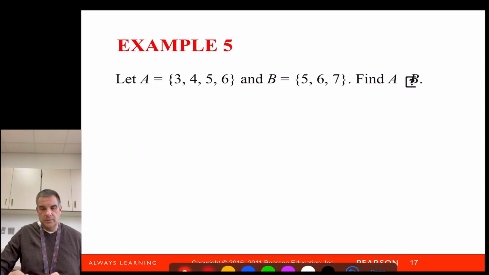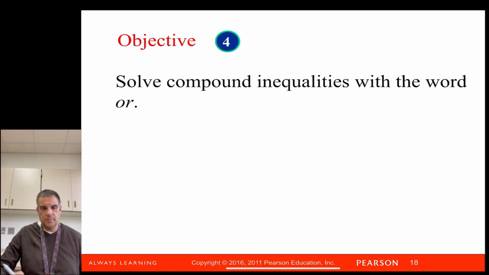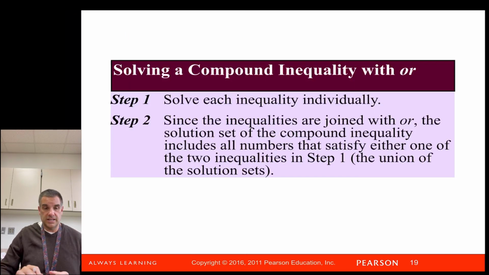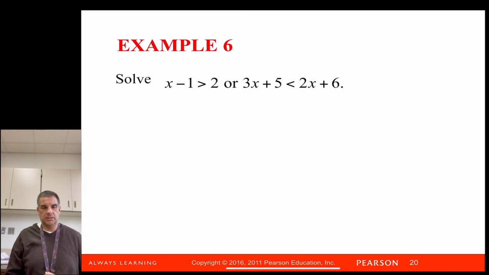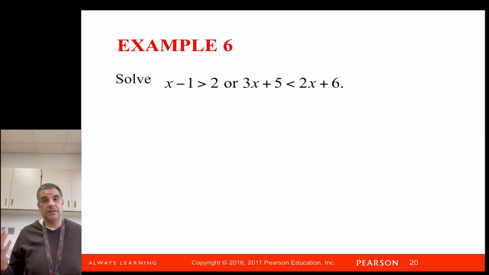So then we want to be able to not only do this part, but we also want to be able to solve compound inequalities with the word or. So for example, we want to be able to do this. Now they're with the word or. Now I'm going to tell you, when you're doing this, you follow the same steps you did before.